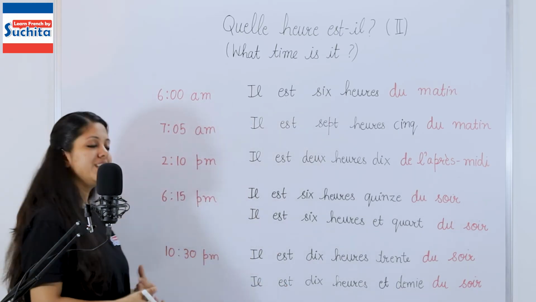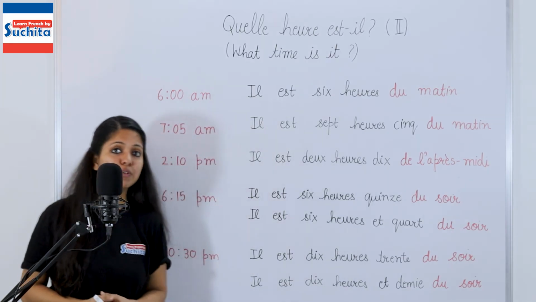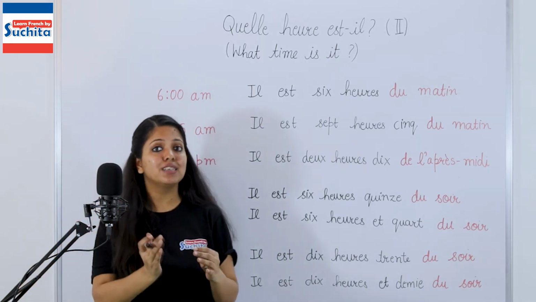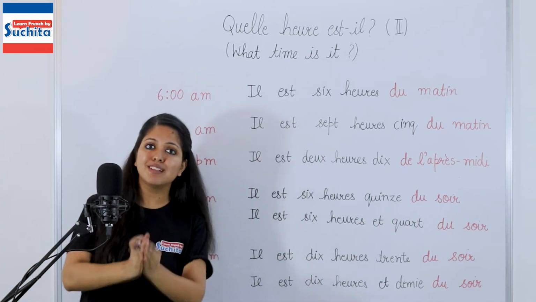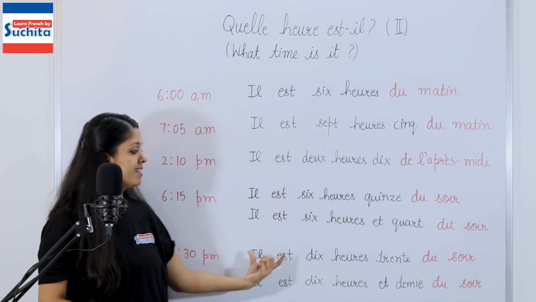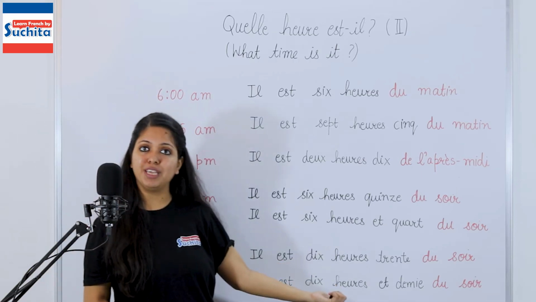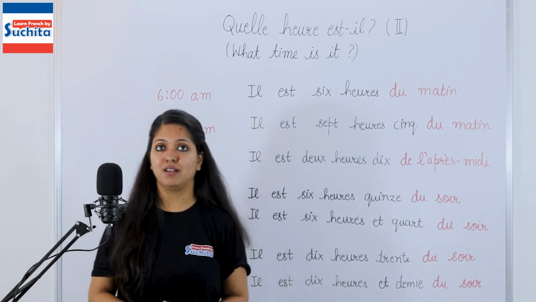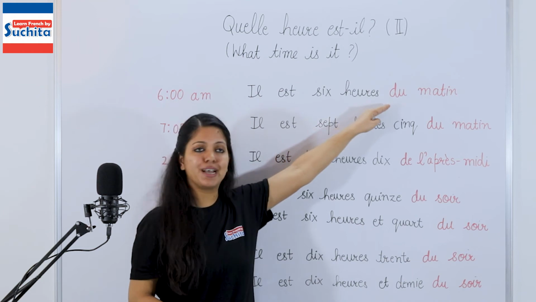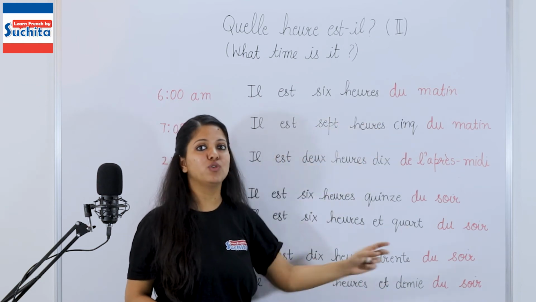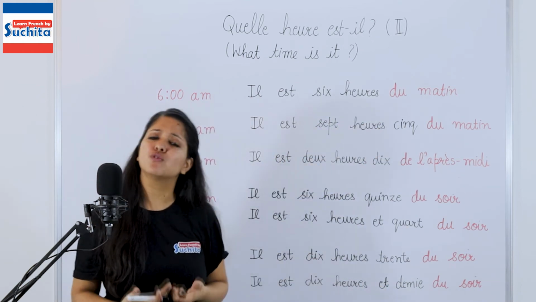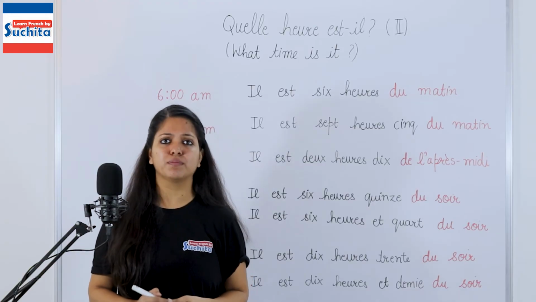Très bien. Now let's say it is 10:30 p.m. I know it is the night, but you don't say of the night, you still say of the evening. So il est 10h30, or you can say il est 10h30 du soir. So ideally you only say matin, après-midi, soir. You never say it is 10:30 of the night. You still say of the evening.